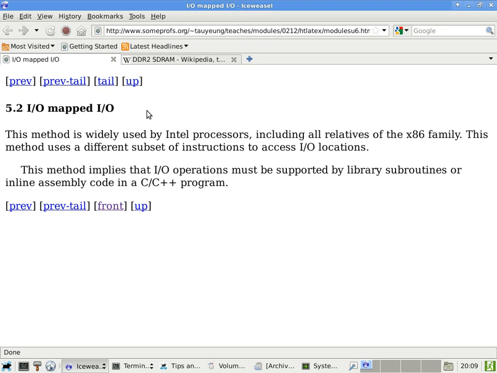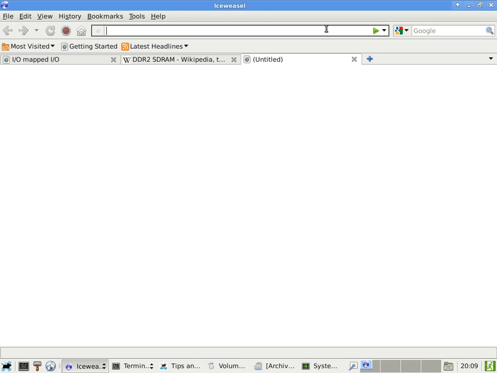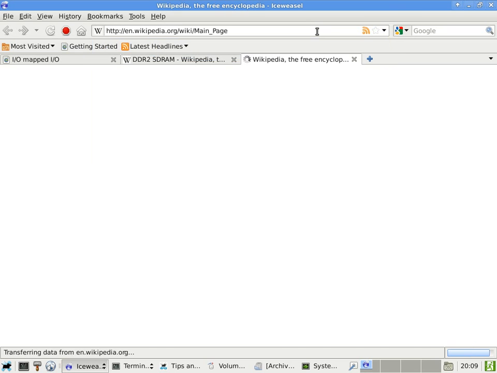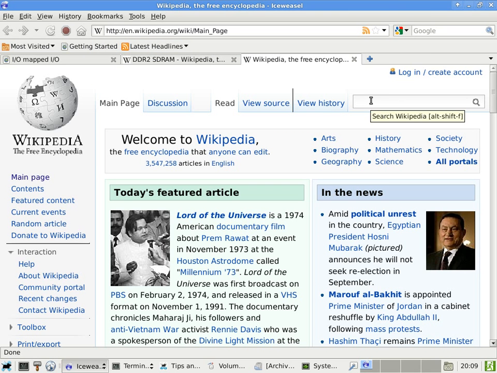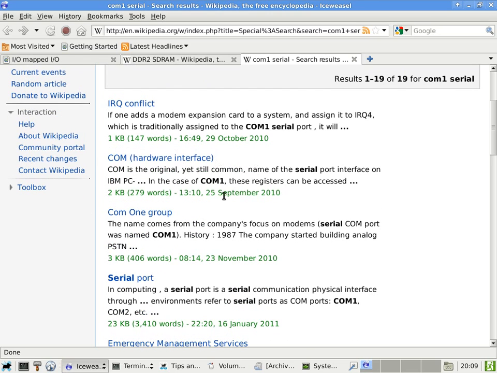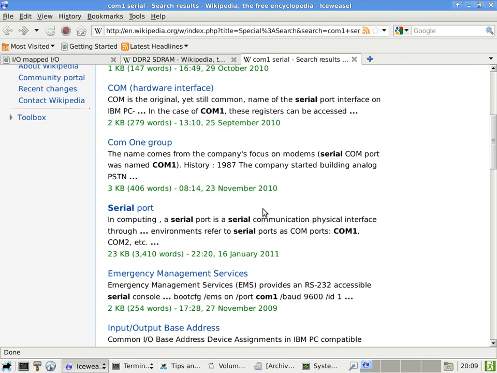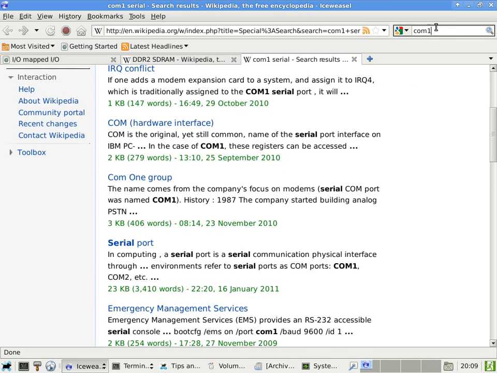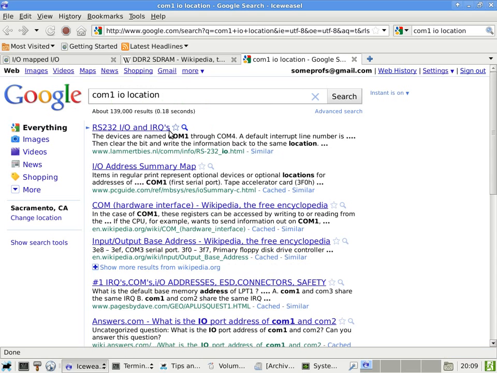Okay, now that seems kind of strange. Let me go back to some of the stuff that you guys already know, or hopefully you have encountered before. This is just an example. So let me see if I can find it. Here, COM1 serial port, IRQ, COM hardware interfaces. I want to find out what the locations are, the I/O locations. Maybe it doesn't have it here. Okay. Yep, right here.